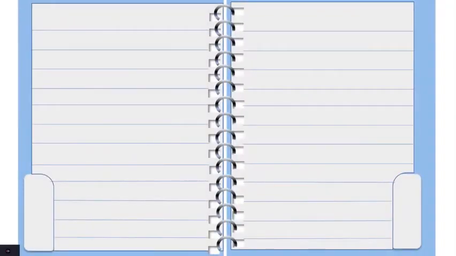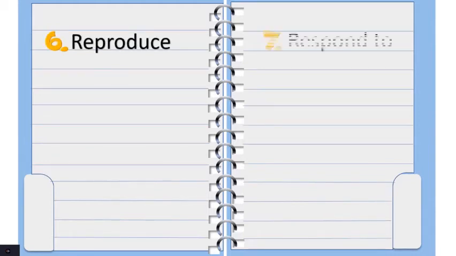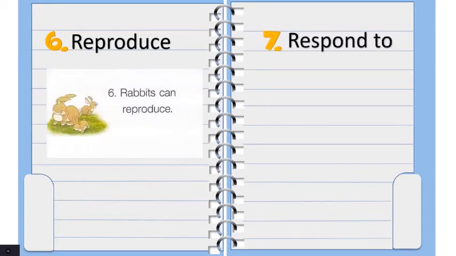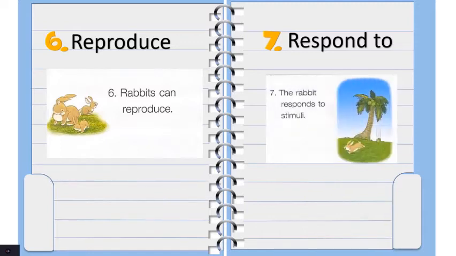Number 6. Living things can reproduce. Look at the picture. Rabbits can reproduce, meaning they can have children. Number 7. Living things can respond to stimuli. Look at the rabbit. The rabbit responds to stimuli. In this picture, the stimuli is a coconut falling from the tree. Now look at the response of the rabbit. The rabbit ran and hopped because he was shocked by the fallen coconut.